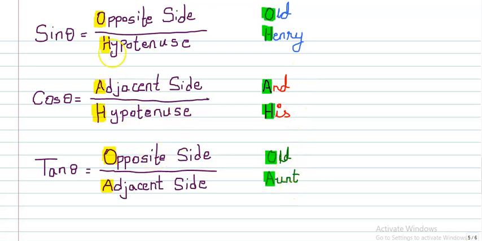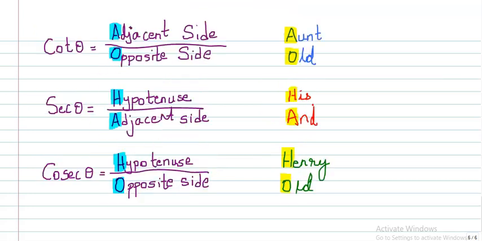We have learnt only the 3 trigonometrical ratios. Cot theta is adjacent side by opposite side, right? And secant theta is hypotenuse by adjacent side, and cosecant theta is hypotenuse by opposite side. The same mnemonic, read in the opposite direction, will help us to remember the remaining 3 trigonometrical ratios. So in this video we have learned how to remember the basic definitions of the 6 trigonometrical ratios.